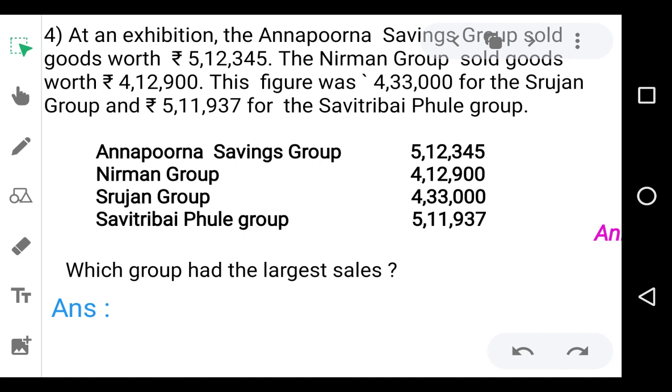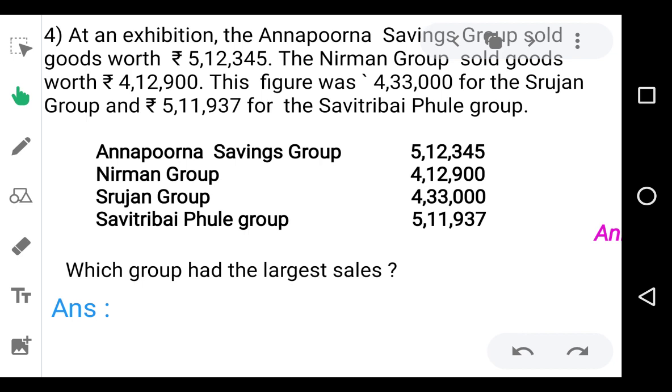See here, question number 4. At an exhibition, the Annapurna Saving Group sold goods worth 5,12,345 rupees. The Nirman Group sold goods worth 4,12,900 rupees. This figure was 4,33,000 rupees for the Shrujan Group and 5,11,937 rupees for the Savitribai Phule Group. Now see, here the information is given, and on the basis of this information we have to give the answers of this question.